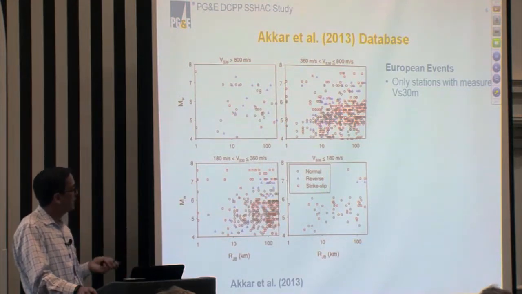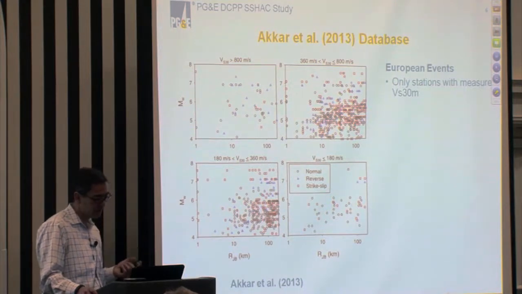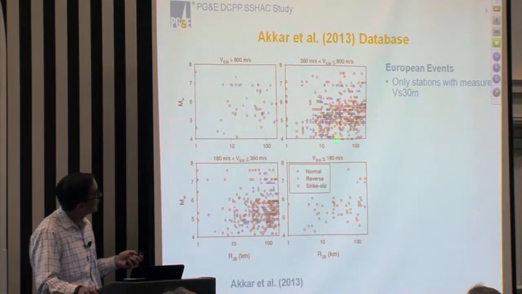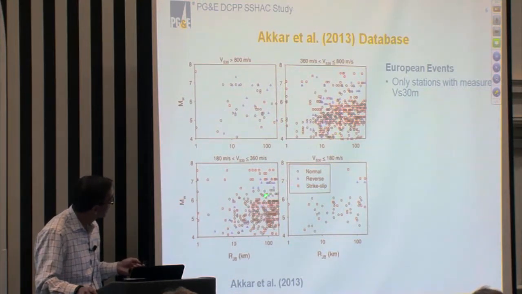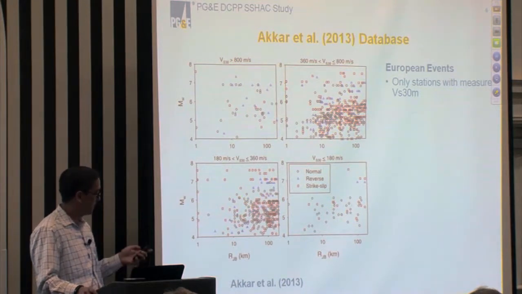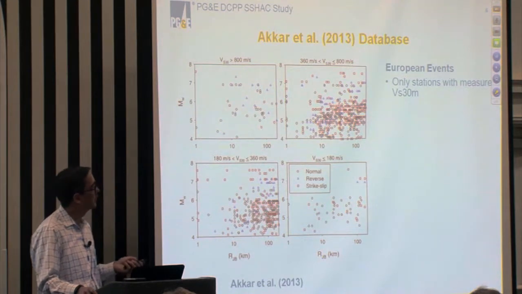The other refinement that they're showing in this plot is they've broken it up by fault mechanism. So you've got normal, reverse, and strike slip. And you can see that there's actually a fairly decent amount of normal events from this data set because it's European events and a lot of the Italian events are normal faulting events.